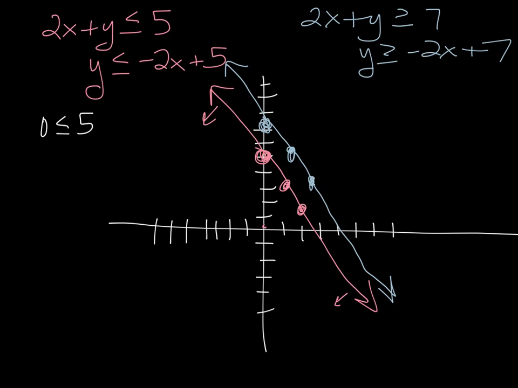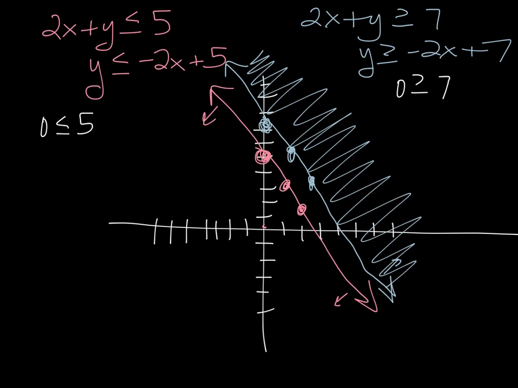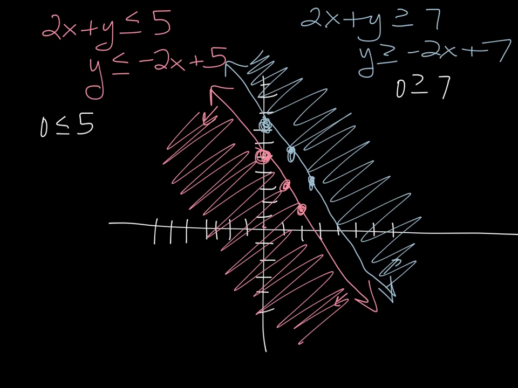When I do my blue point over here, if I plug in 0 is greater than or equal to negative 2 times 0 is 0. So is 0 greater than or equal to 7? Nope. So I need to shade in the opposite of that test point and going that way. So this one's another example where we're shading in the opposites. Just happen to be. Okay, so we're shading on the outsides, not in between the two lines.